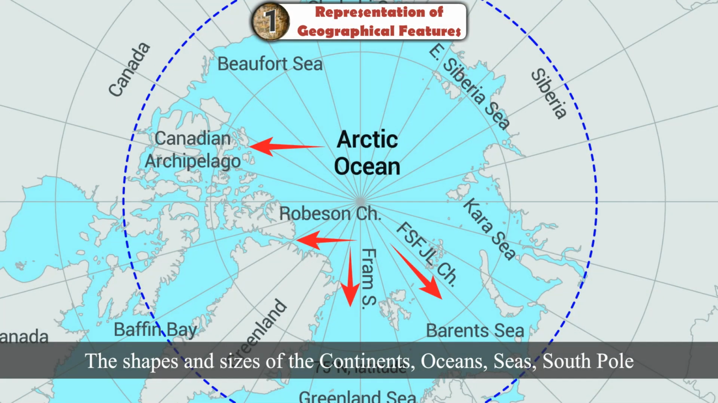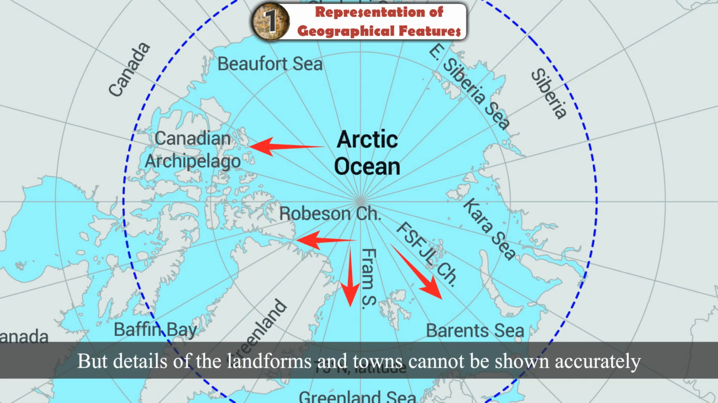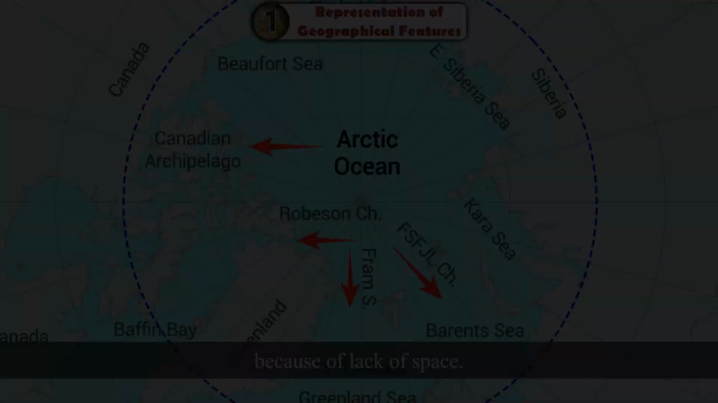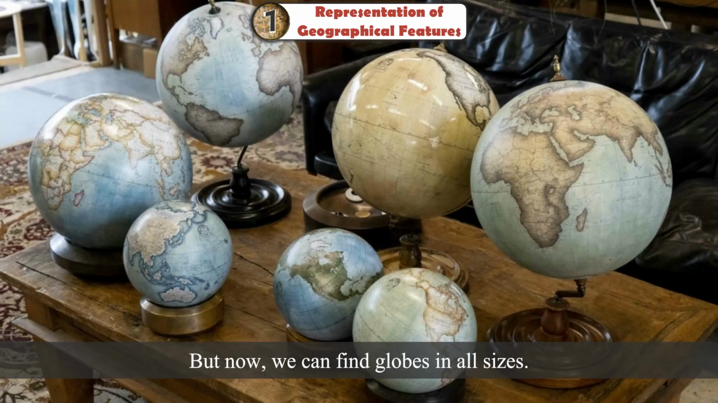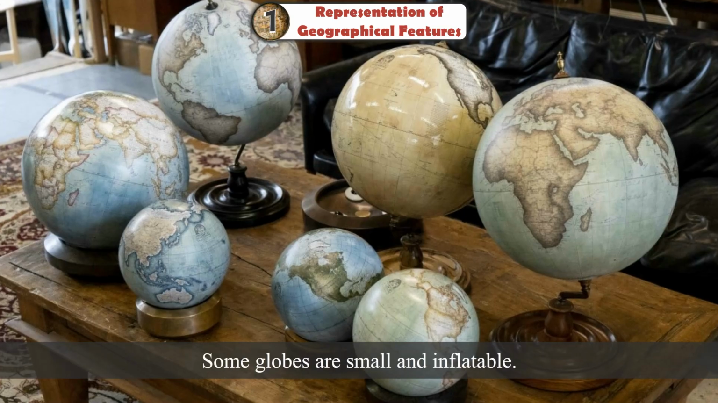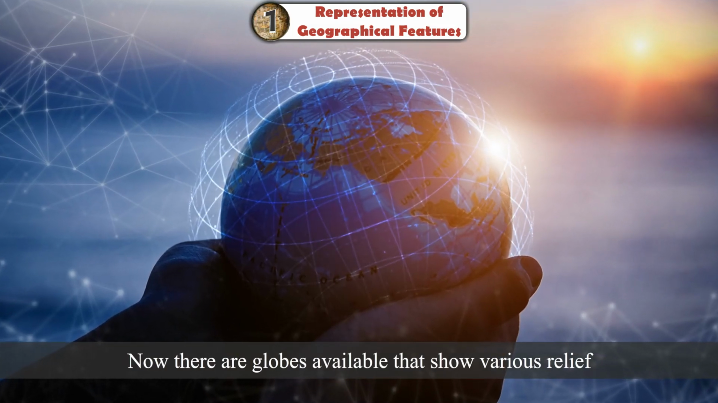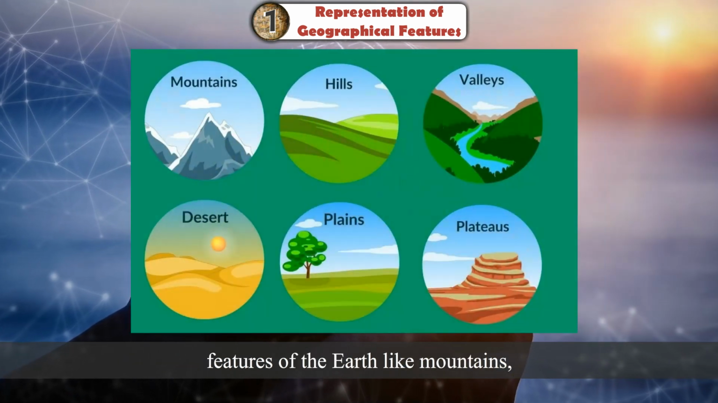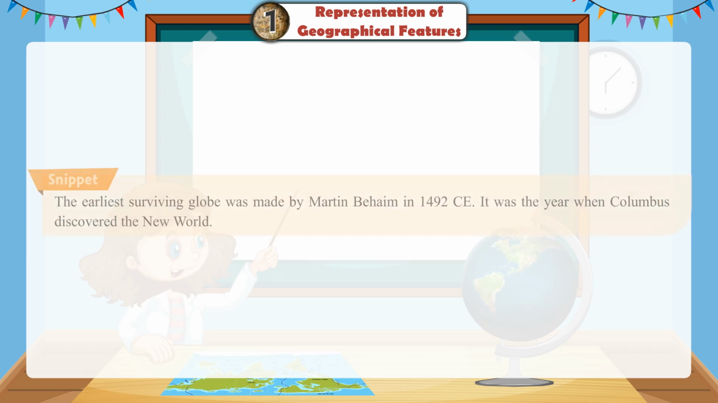The shapes and sizes of the continents, oceans, seas, South Pole and North Pole are correctly represented, but details of the landforms and towns cannot be shown accurately because of lack of space. In the past, the globe was bulky and difficult to carry, but now we can find globes in all sizes. They are light in weight and easy to carry. Some globes are small and inflatable. Now there are globes available that show various relief features of the earth, like mountains, plateaus and plains as well. We can feel them by our hands.